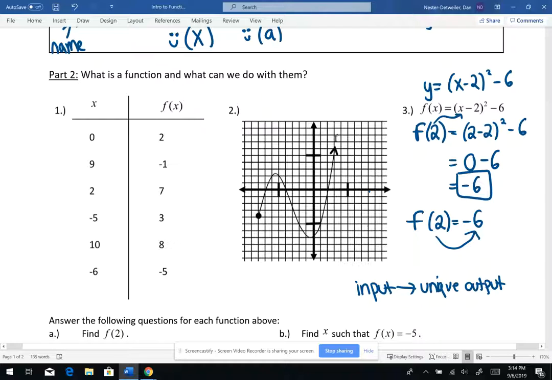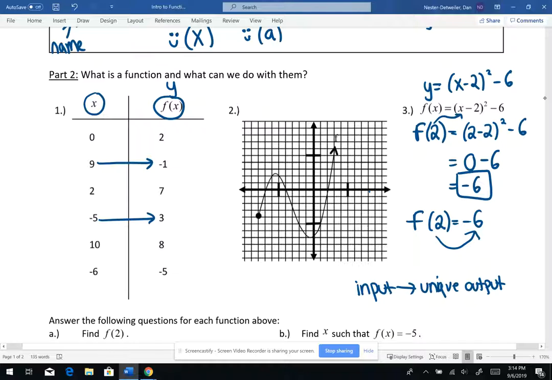Both of these figures over here are also functions, and I'll show you why. Inputs in the table are x, outputs are f of x. It's also kind of like an xy table. For any of my inputs, it only maps to one output. So 0 only goes to 2. It doesn't also go to like 0, 3, right? That's not in the table. That would map to 2 different things, so it would not be a function. 9 only goes to negative 1. 5 only goes to 3. For every input, there's one unique output.